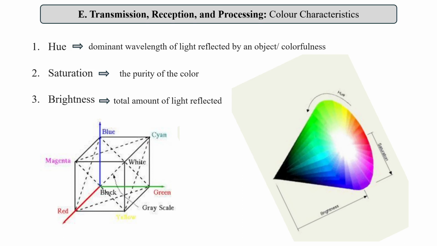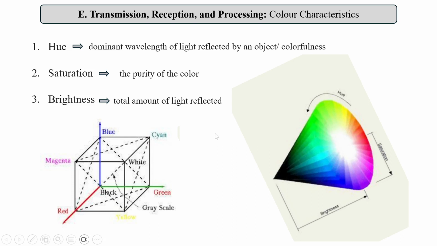There are three color characteristics, which are hue, saturation, and brightness. Hue is the dominant wavelength. If you see this cone, hue is this one. Through this you can identify what the color will be. Saturation shows the purity of the color. If it is completely red, it means it is pure. But if it is mixed with white, pink is white mixed with red, so it is not pure. So saturation is that.